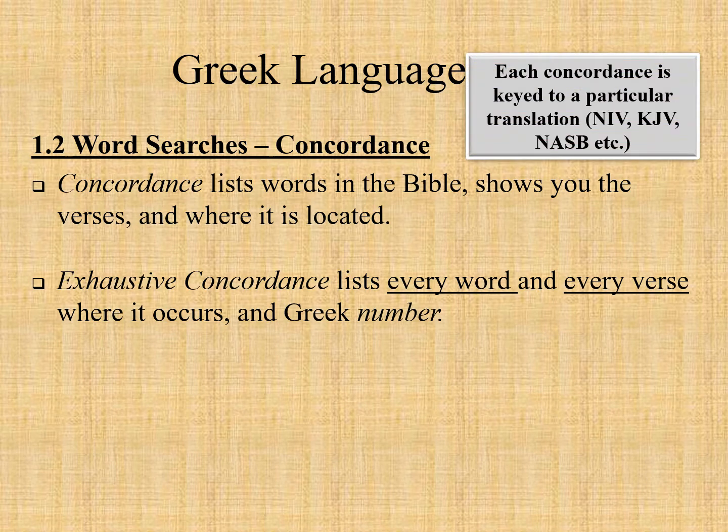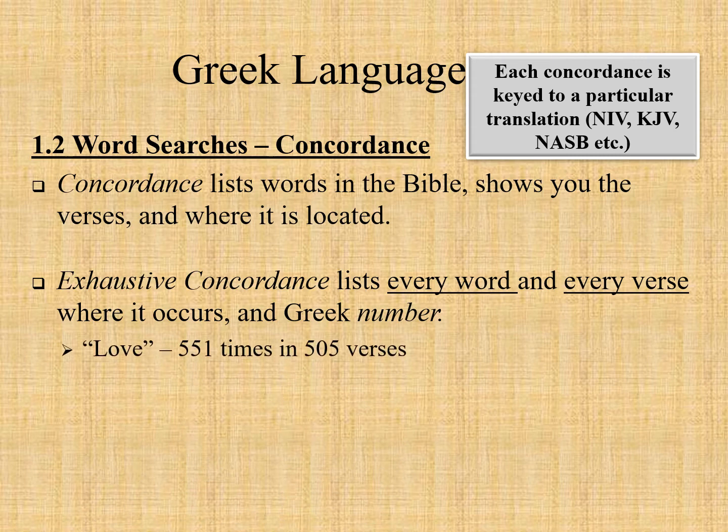Now, it is very important to keep in mind that each concordance is keyed to a particular translation, because a concordance is organized by English words, not by Greek, Hebrew, or Aramaic words. So if you have a concordance that is based on the King James Version, each word would be listed based on the King James Version. And obviously, as you know, the King James Version has a lot of different and archaic vocabulary that is not found in the NIV and many other translations.